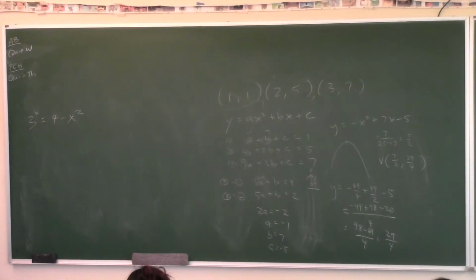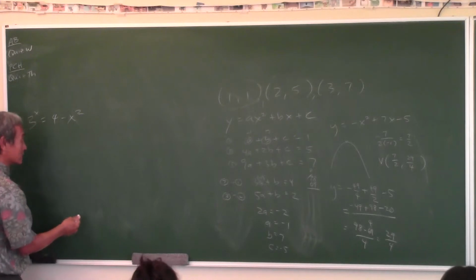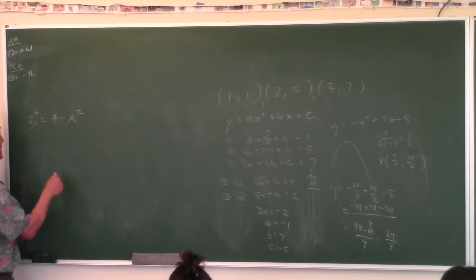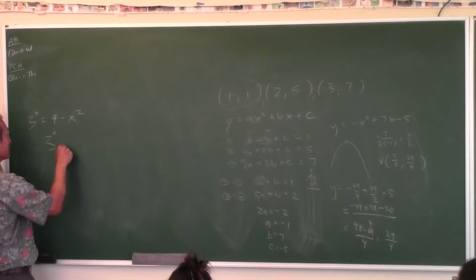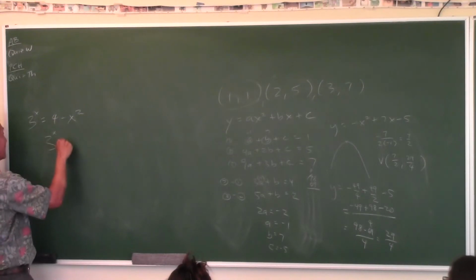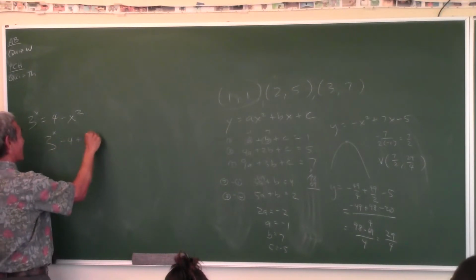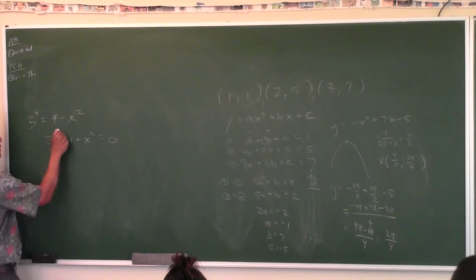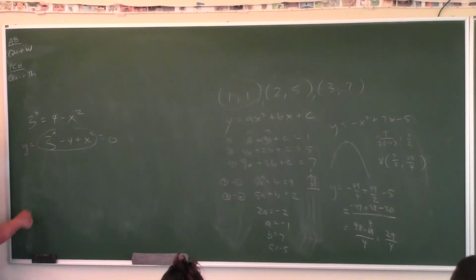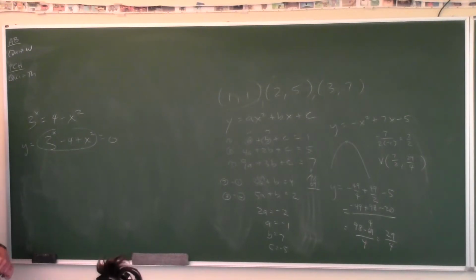How do you solve any equation on your calculator? Now this one you cannot solve by hand. You have to use your calculator. It's in the notes. The first step is to make one side 0. 3 to the x minus 4 plus x squared equals 0. And then you graph y equals this. So take out your calculator and graph this. Go to function mode and graph it.